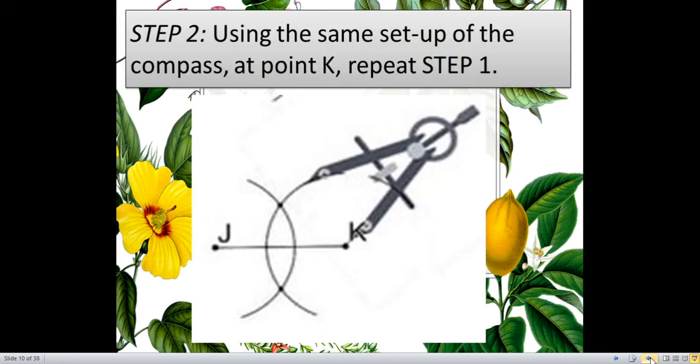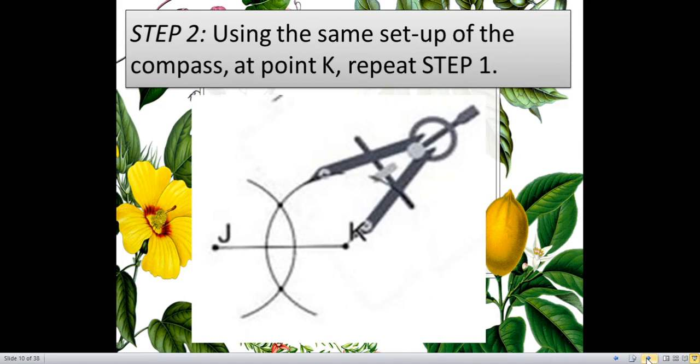For step 2, you will do the same setup, but this time from point K, you will draw another arc, the same as what you did in step 1. Make sure the two arcs intersect each other. Then you will find a point there, the point of intersection. That is step 2.